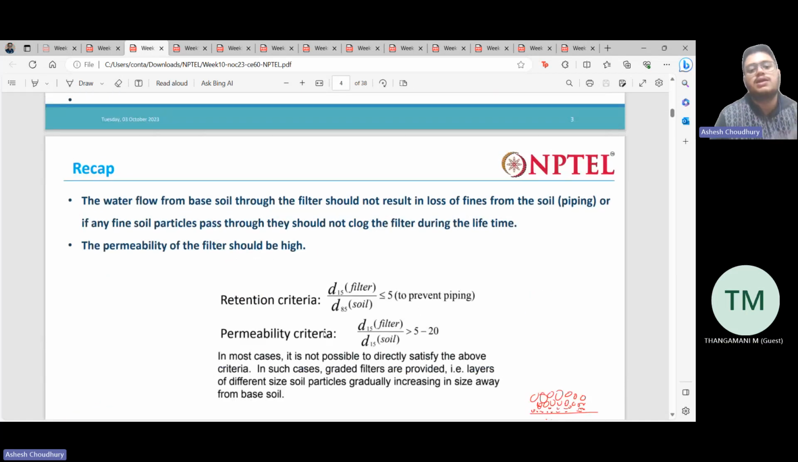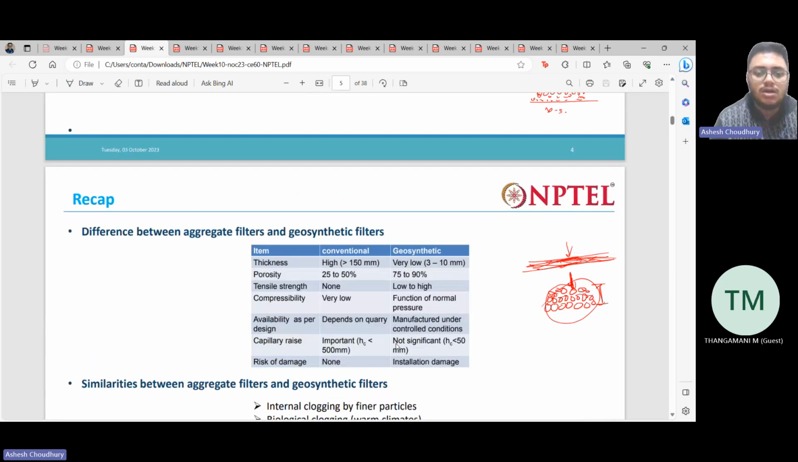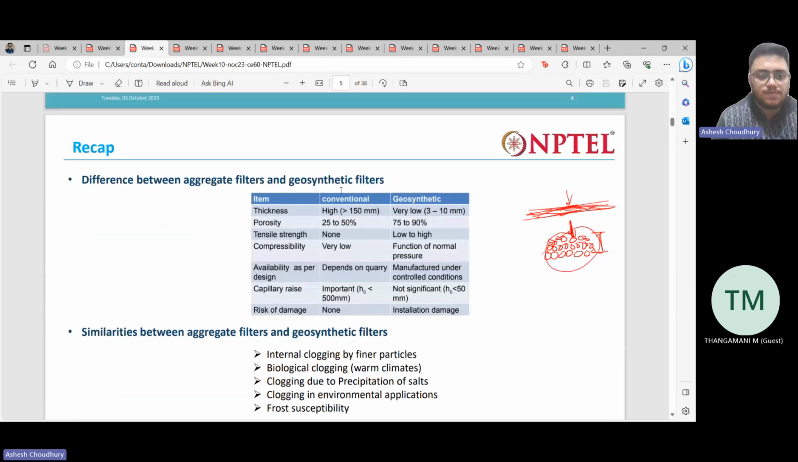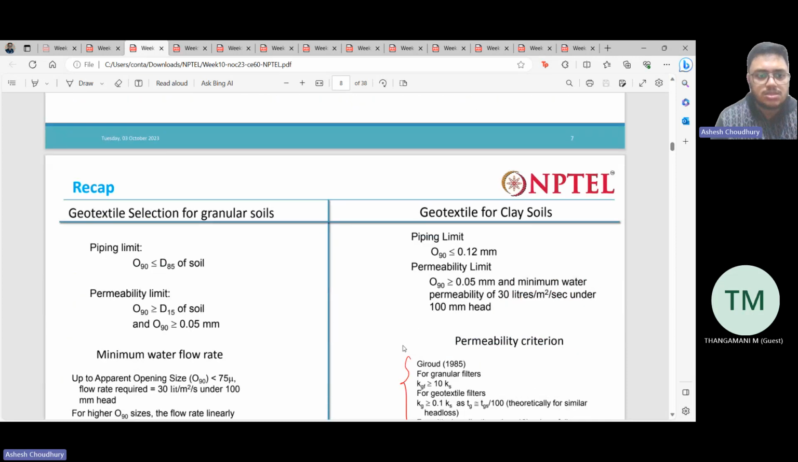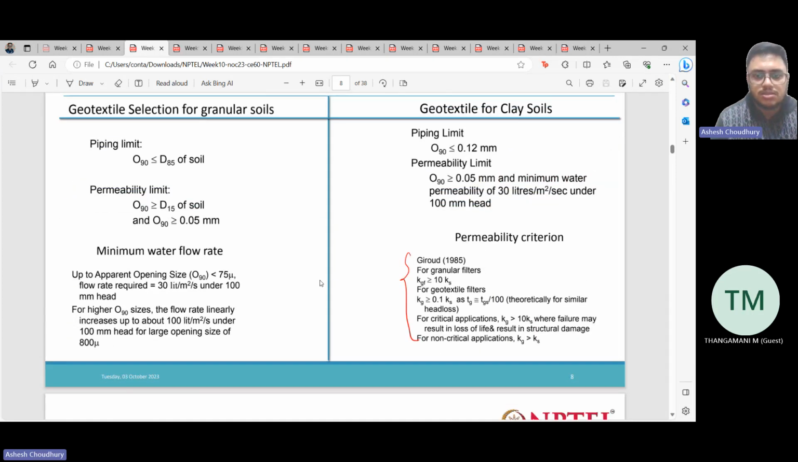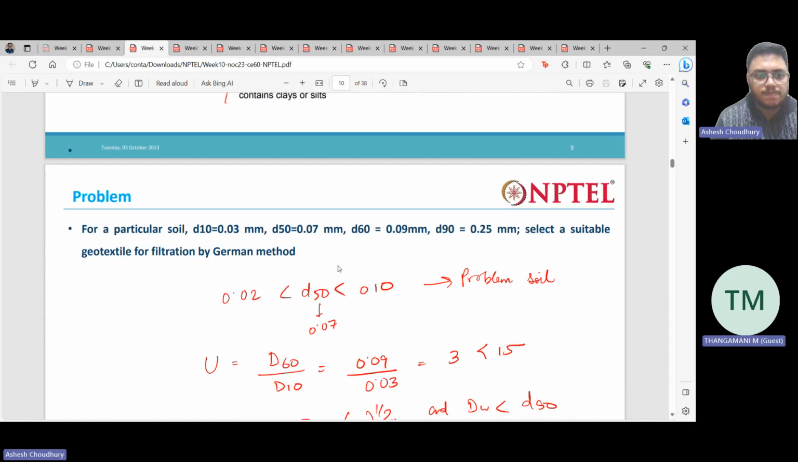There are many criteria that we can follow to design filters. One is the retention criteria, the other is the permeability criteria. For these retention and permeability criteria, many codes have given many criteria that we can follow, so it is up to the designer to choose. Okay, so we discussed all these things in detail.